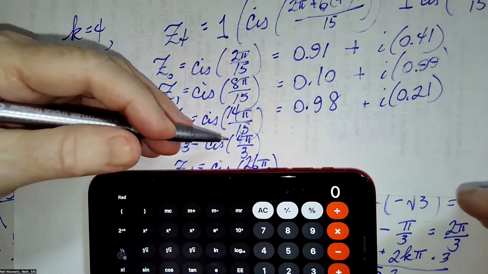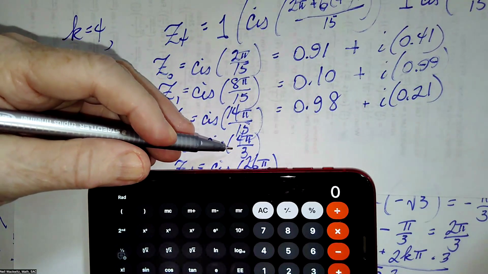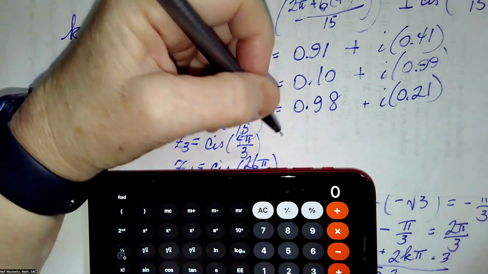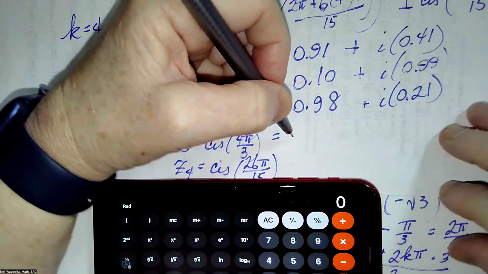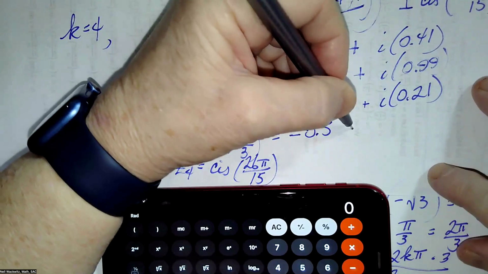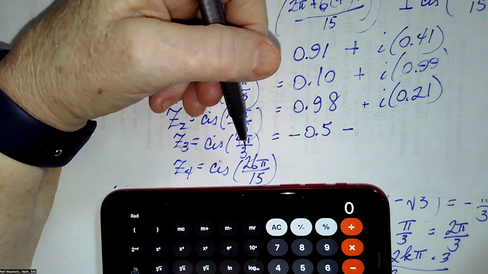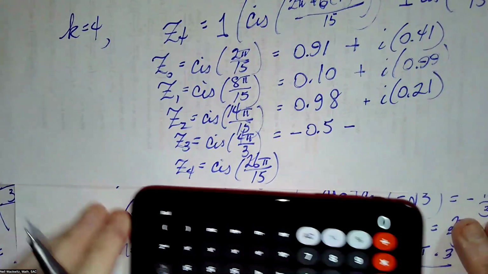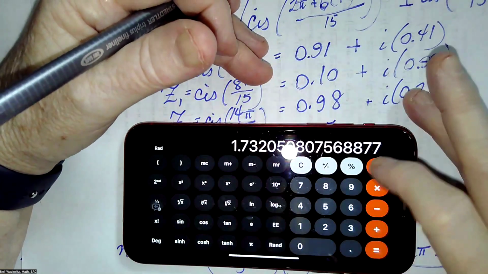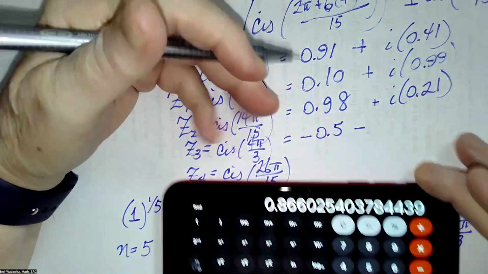The cosine of 4 pi over 3, let's see, 4 pi over 3 is in quadrant 3. So it'll be negative 1/2. So negative 0.5, and sine is negative square root of 3 over 2. It's negative, but square root of 3 divided by 2 is approximately 0.87.